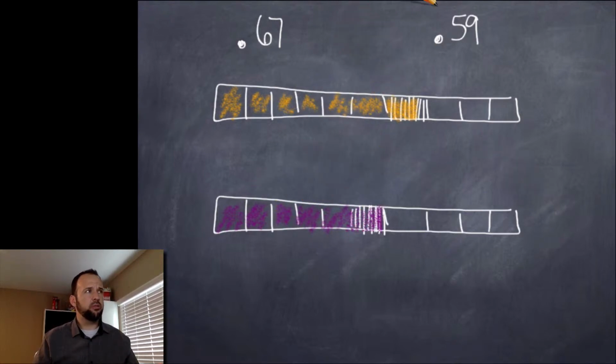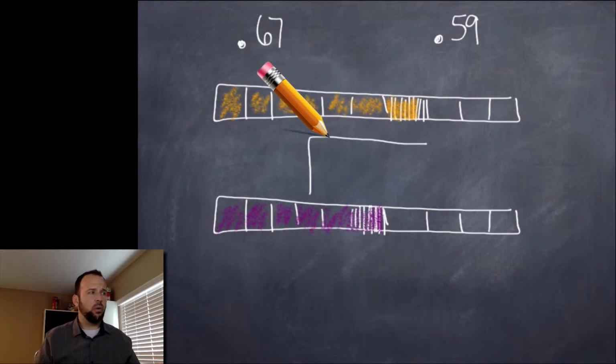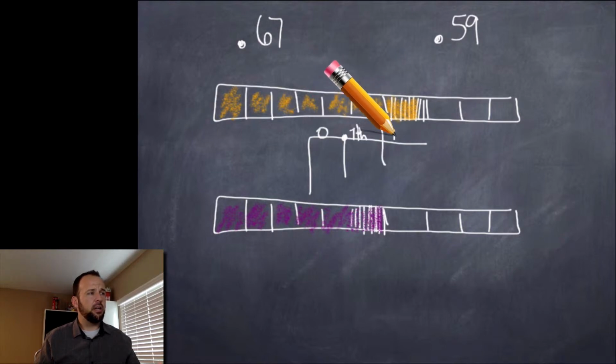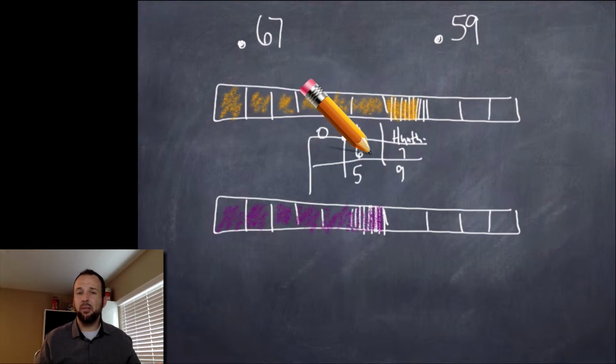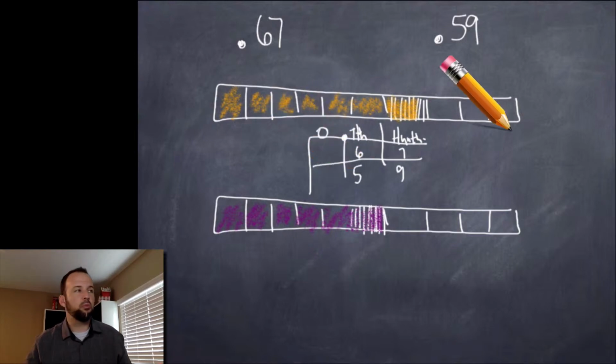We could have also just drawn this in a place value chart. So I could have said my ones, then my decimal, and then my tenths and my hundredths, just abbreviating there. But I would have 6 tenths and 7 hundredths, and 5 tenths and 9 hundredths, and my 6 is definitely bigger than my 5. So right there we can compare it. That's super easy, it jumps right out at you.